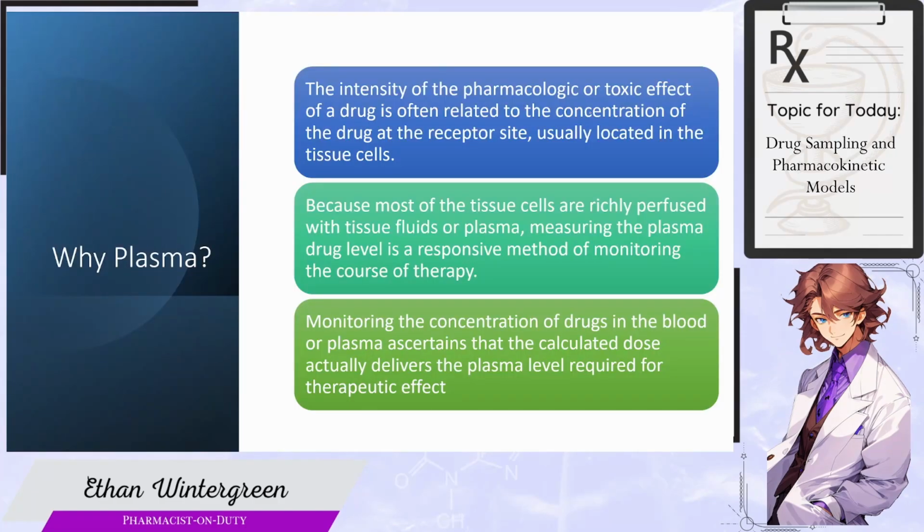So again, let's reiterate why plasma is the best drug sampling site. The intensity of the pharmacologic or toxic effect of a drug is often related to the concentration of the drug at the receptor site. Since most of the tissue cells are richly perfused with plasma, measuring the plasma is a responsive method for monitoring the course of therapy. Monitoring the concentrations of drugs in the plasma ascertains that the calculated dose actually delivers the plasma level required for the therapeutic effect. So that is why plasma is used in most of our charting of drugs.